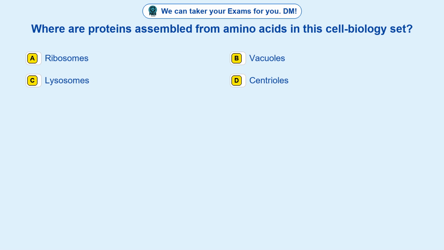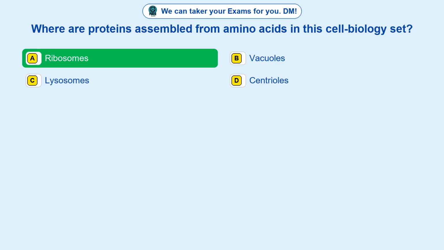Question 9. Where are proteins assembled from amino acids in this cell biology set? Option A, ribosomes. Option B, vacuoles. Option C, lysosomes. Option D, centrioles. The correct answer is option A, ribosomes.